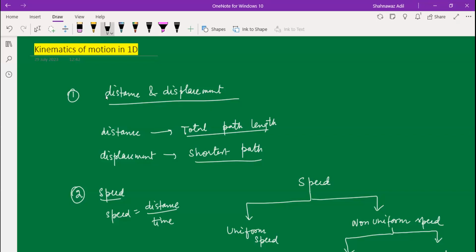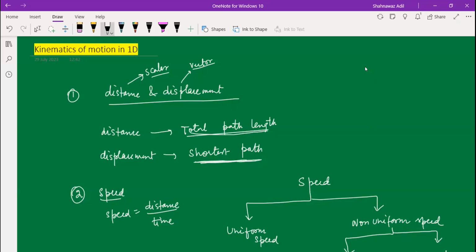The difference between distance and displacement is that distance is a scalar quantity, right? And displacement is a vector quantity. So whenever we are talking about displacement, we have to also talk about the direction as well. But the magnitude of displacement is the shortest path. Distance is the actual or total path length. So magnitude wise, these are the two differences between them, right?